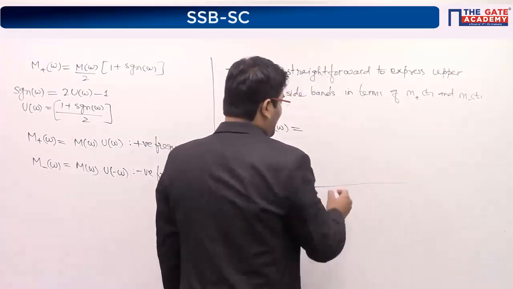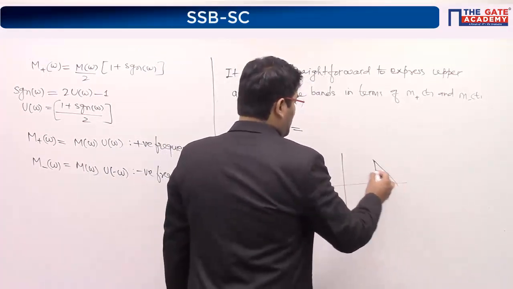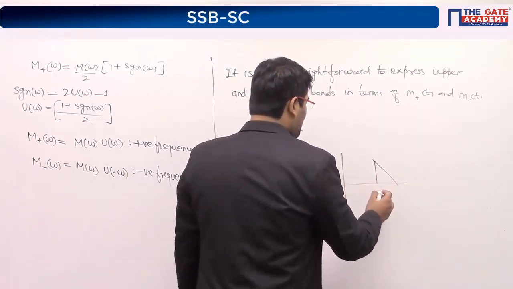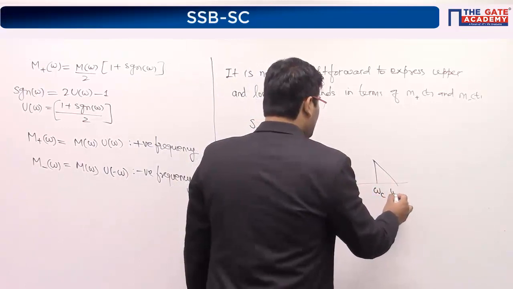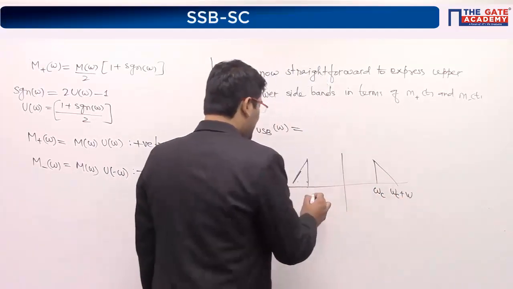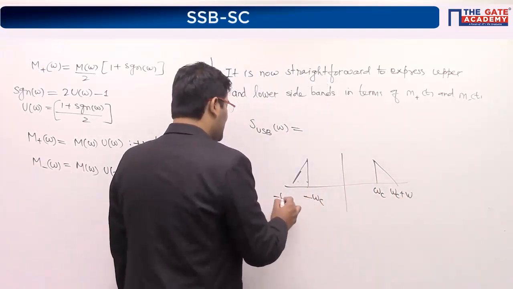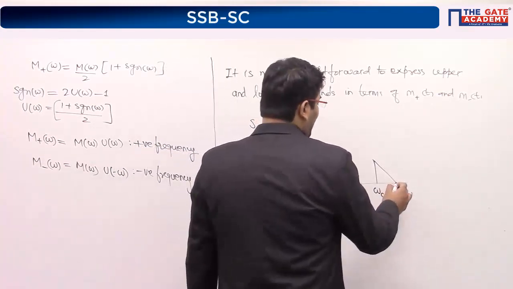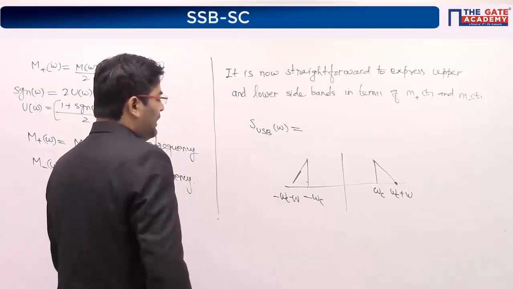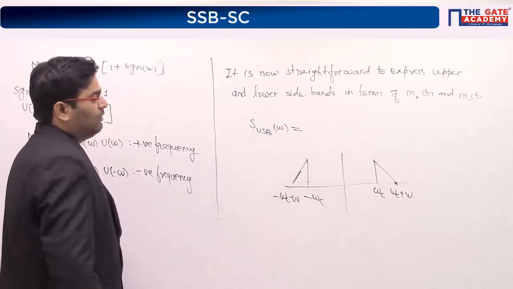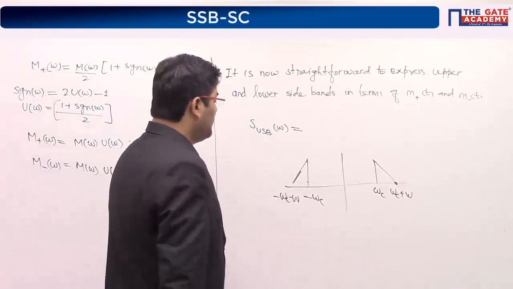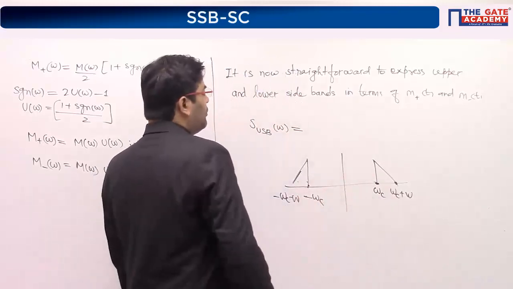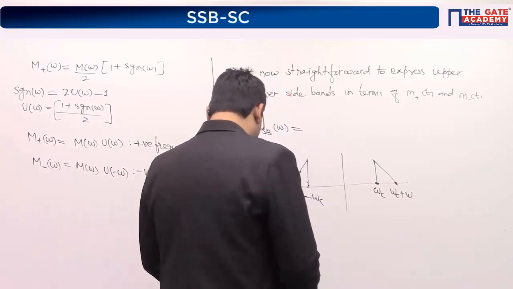So guys, what is the upper side band? If you recall, the upper side band is something like this. This is for positive frequency, so it is omega C plus W, and this is minus omega C minus W. So one is at omega C plus W, and another is at minus omega C. These are the two important positive and negative frequencies.